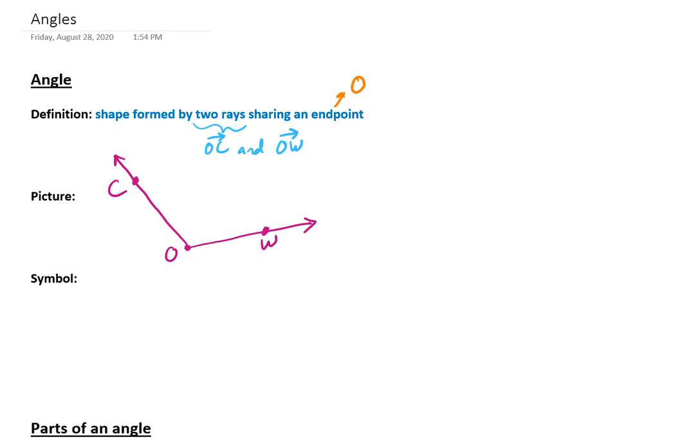So the most common way of naming an angle is by using 3 points. So I put the symbol of an angle, and then I put the 3 points. When I use 3 points to name an angle, the middle has to be the shared endpoint. The other 2 points, it doesn't matter which order I put them in. So I could have also called this angle WOC.